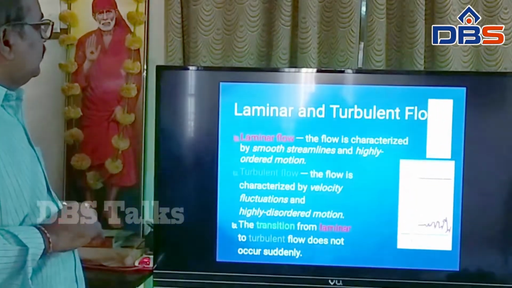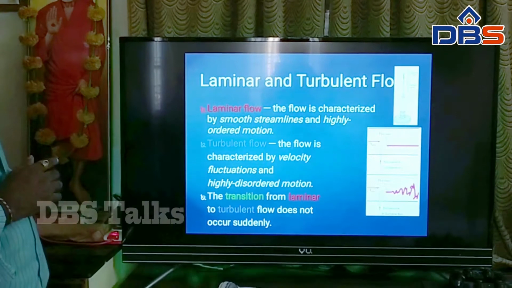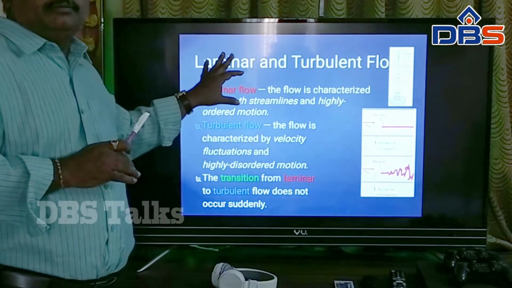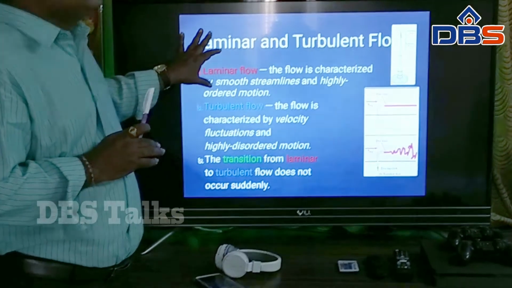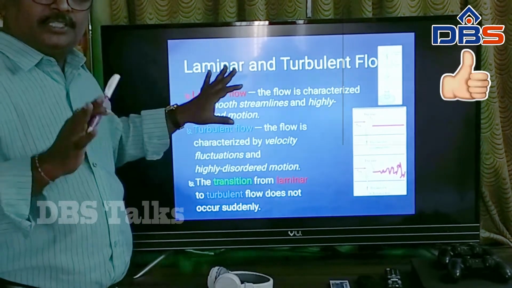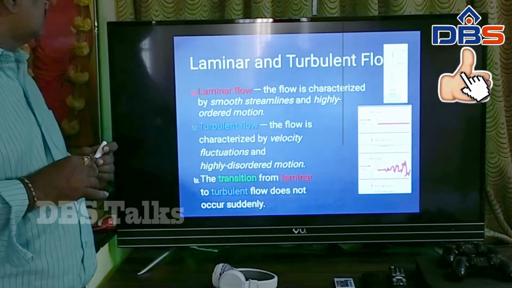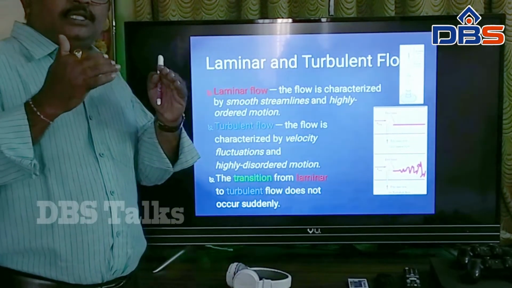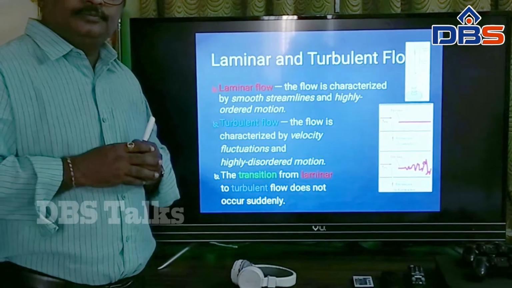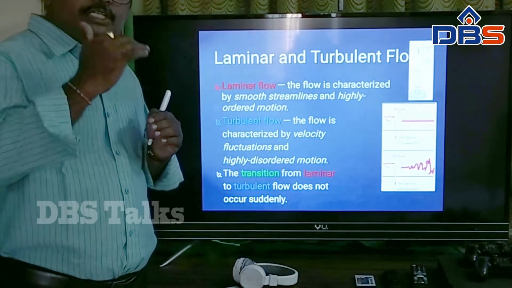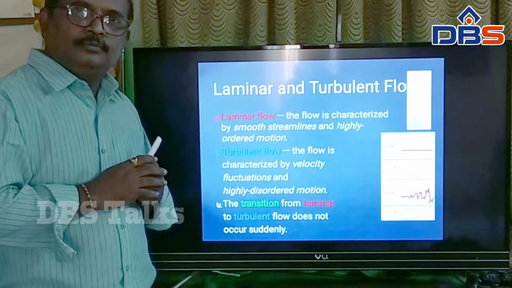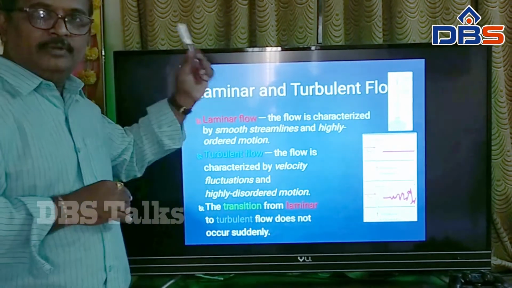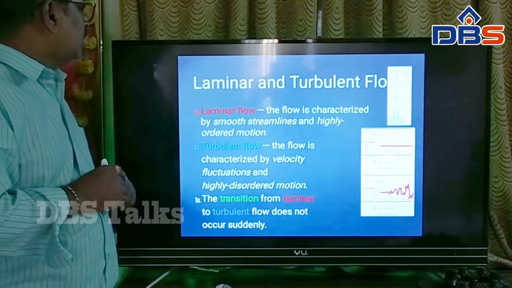And there are other important flows, laminar and turbulent. So these flows are very important as far as convective heat transfer is concerned. Laminar flow means if the flow is very smooth, if the flow is a streamlined flow, then it is called a laminar flow.